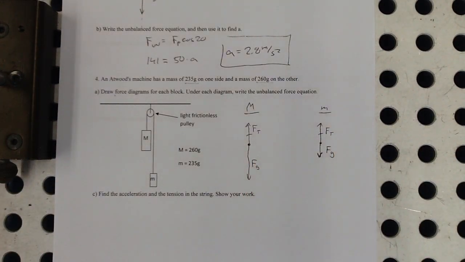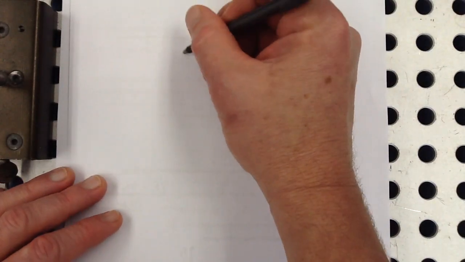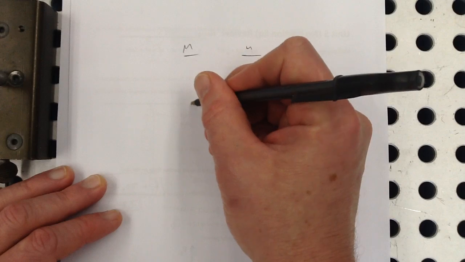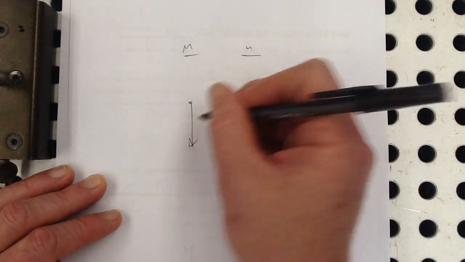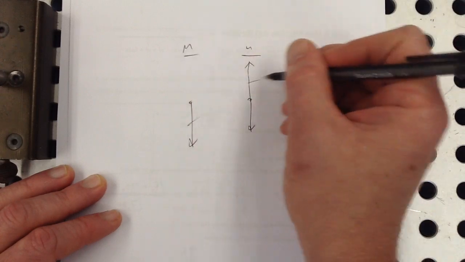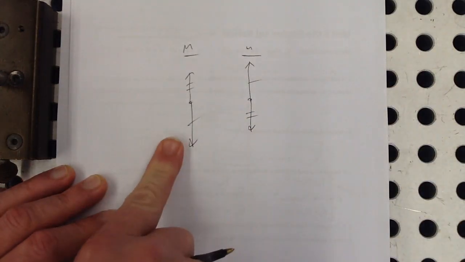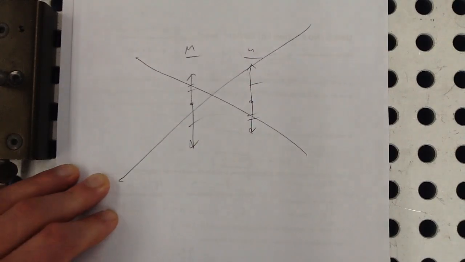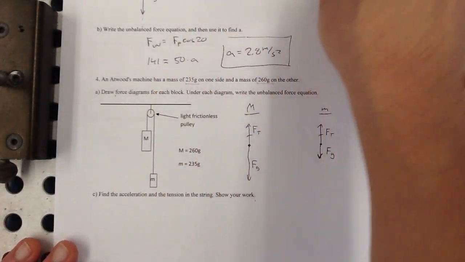If I had a nickel for every time I've seen Atwood's machine problems with force diagrams that look like this. Here's gravity, there's the two different gravitational forces, and then that's got to be equal to that, and then that's got to be equal to that. I've seen that many, many times, and that is just not true. If I had a nickel for every time I saw that, I'd have more money than I have right now.